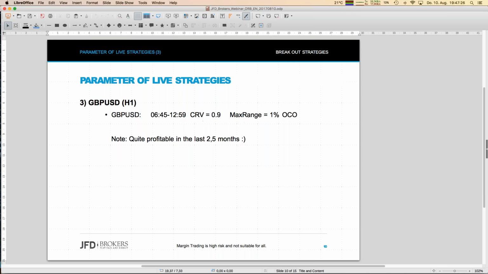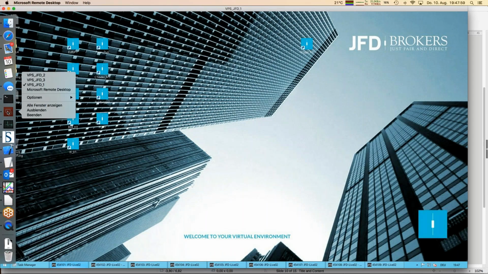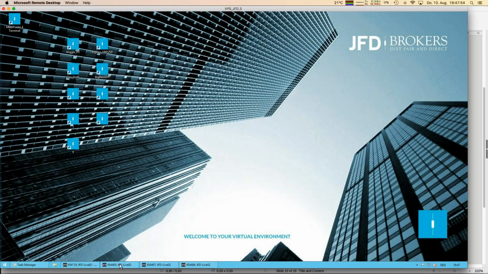Here I apply the rule of a maximum range. So if my range is too big within that time period, then I don't place my orders. Those orders themselves are OCO, as already introduced at the very beginning. One cancels the other. Let's have a look at that account as well here. Well, it's on a different server. Let me think where it is. Here we go.